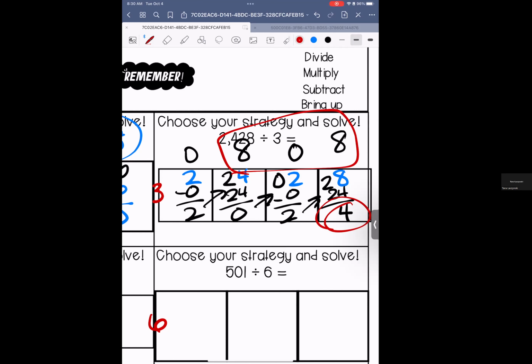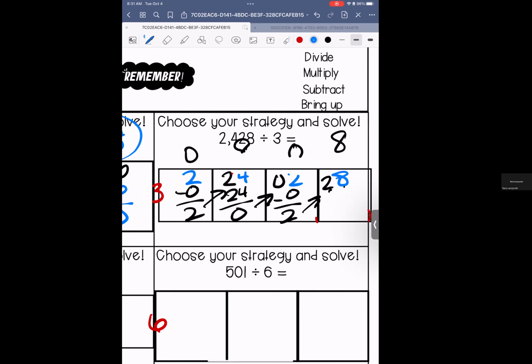Actually, wait a minute, Mrs. Lazinski. You can do one more time. Friends, I just proved my own rule. Look, I have a 4 left over, but I was dividing with a 3. Oh no. Let's fix this.